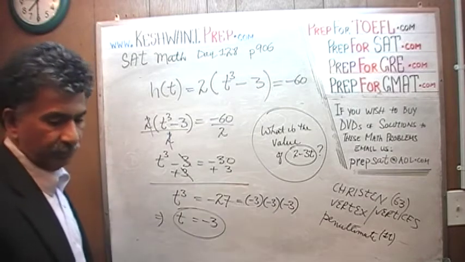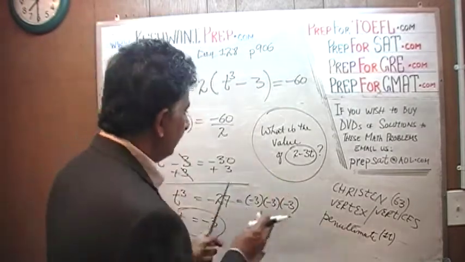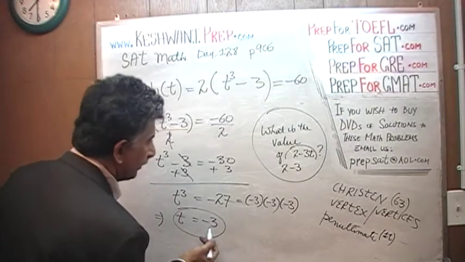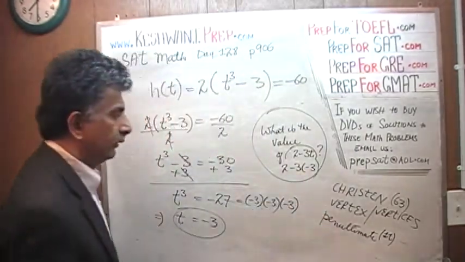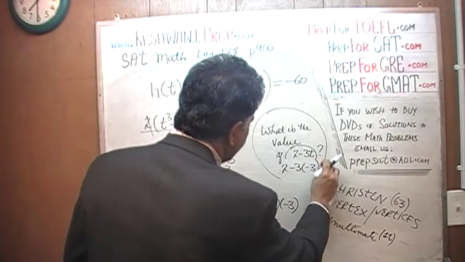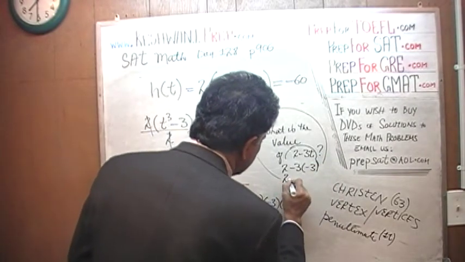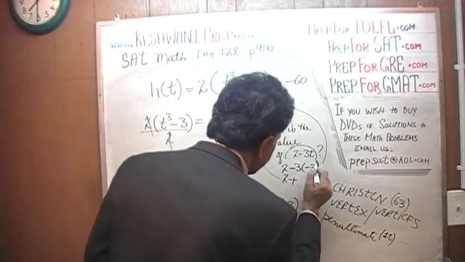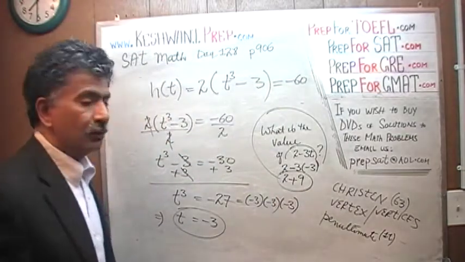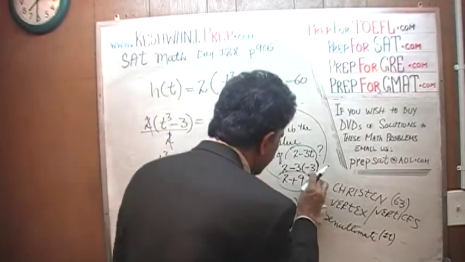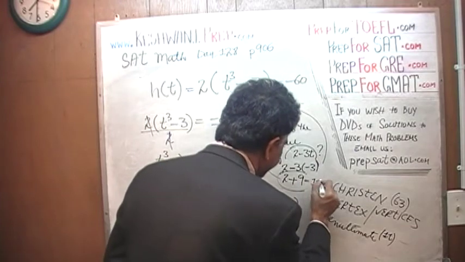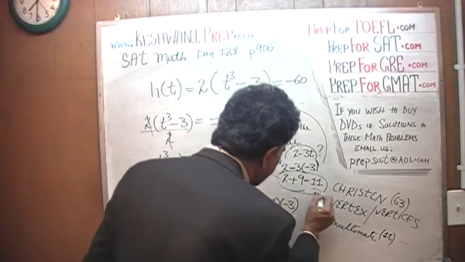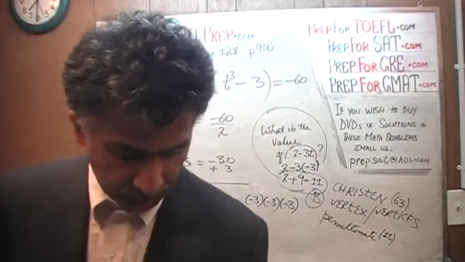Now we can answer that question. The question was, what's the value of 2 minus 3t? We can do it right here. 2 minus 3t, t we found out is negative 3. So 2, and this negative and this negative will become positive. So we end up with positive 3 times 3 is 9, and there you go. The quantity that they're looking for equals 11. The answer is 11, and that's answer choice B.